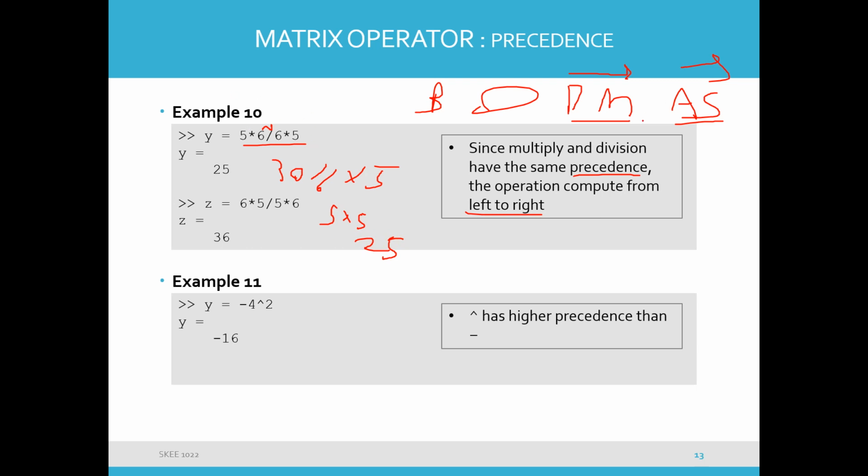Okay, D and M have the same precedence, so you have to do left to right. Make sure you know this. So you can try, you get 25. For this case, 6 multiplied by 5 is 30. 30 divided by 5 is 6. 6 multiplied by 6 is 36. Left to right. Although it is the same level, when it comes to the same level, you have to do left to right. This is quite important.